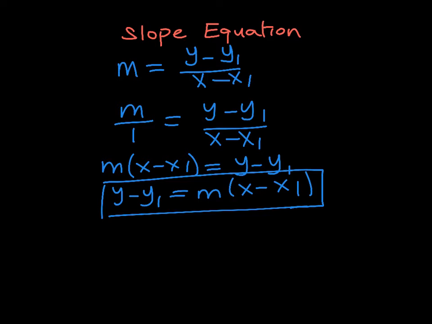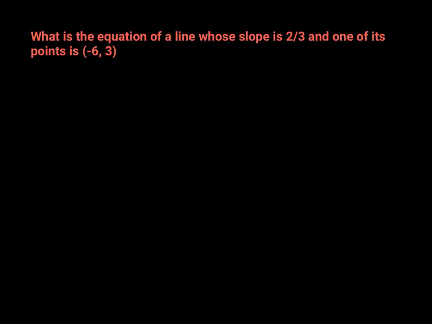We're going to look at a few examples so that we get a better understanding of how to use this equation. What is the equation of a line whose slope is 2 over 3 and one of its points is negative 6 comma 3? So we are given 1 point and we have the slope. So we can use the point slope form to find the equation of the line.